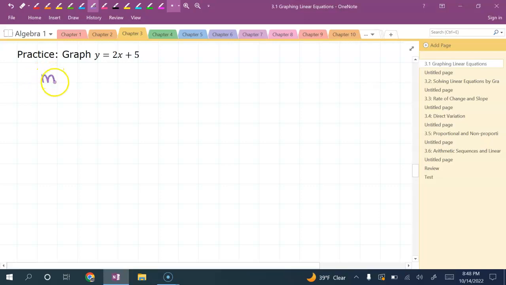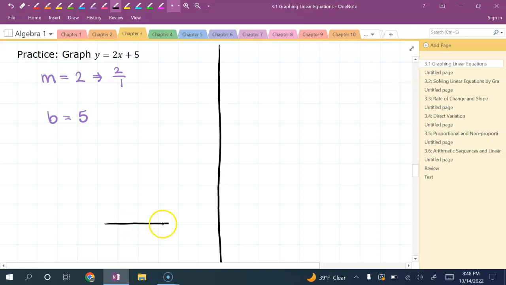So your m, your slope, should have been 2, which you might have wanted to rewrite as 2/1. Your b, your y-intercept, is going to be 5. For this graph, I would have started up at +5 on the y-axis. So from 0, 0, go up 1, 2, 3, 4, 5. And then for my slope, I would have gone up 2 and over to the right 1.